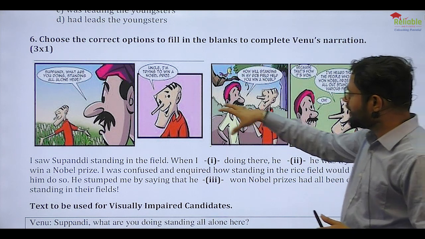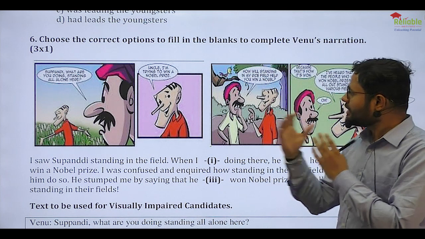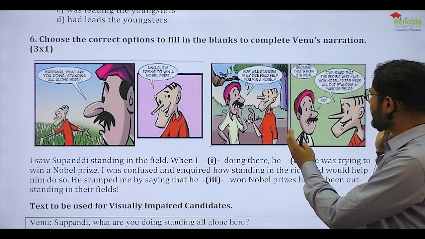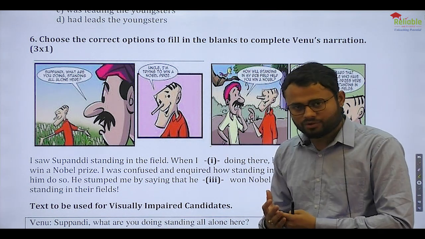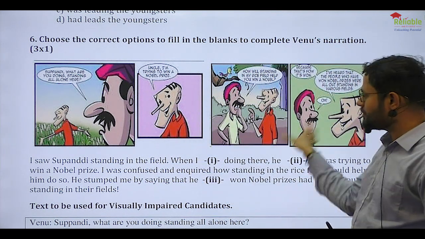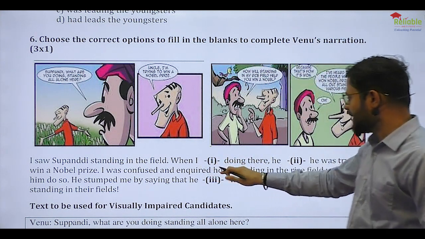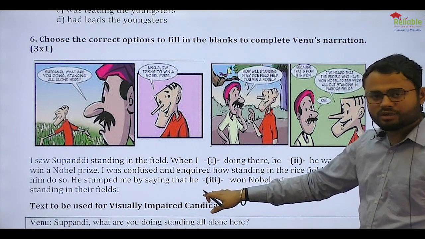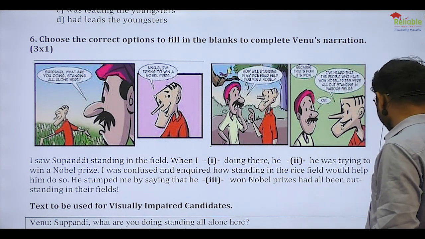And there is an image given to you which is trying to give us a hint of a communication going on. So there is a kind of conversation, and on the basis of that you have to fill these blank spaces, 1, 2 and 3. These are blank spaces for you, and for these there are options.